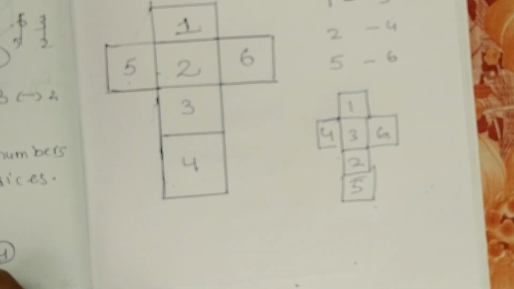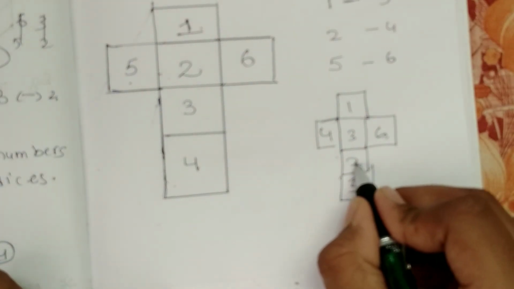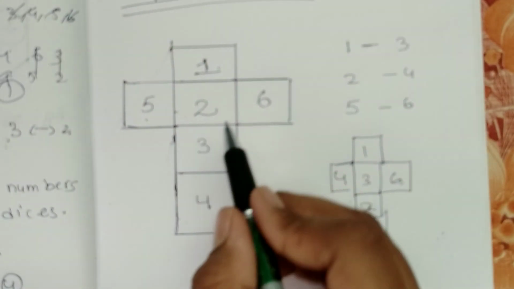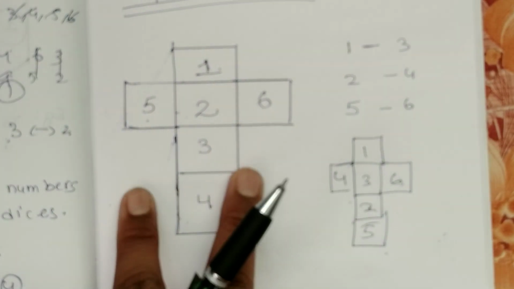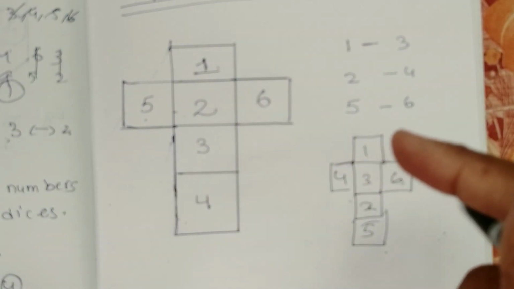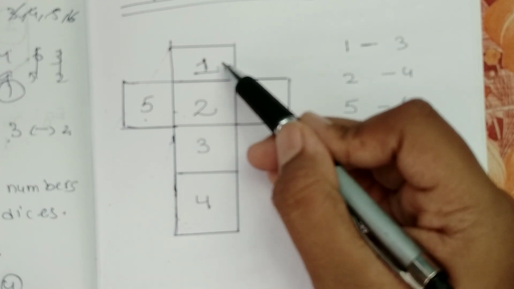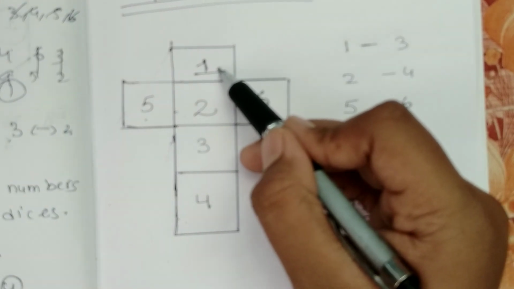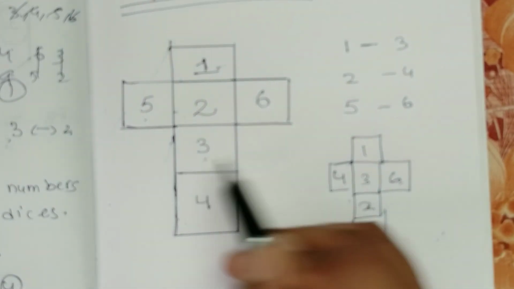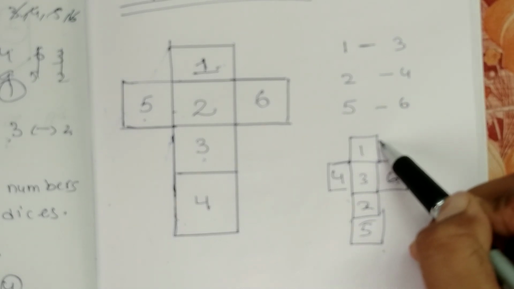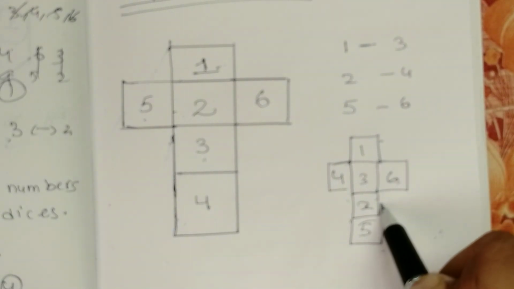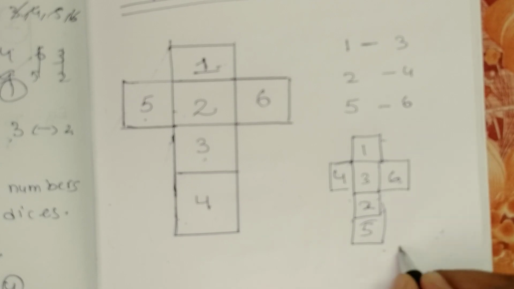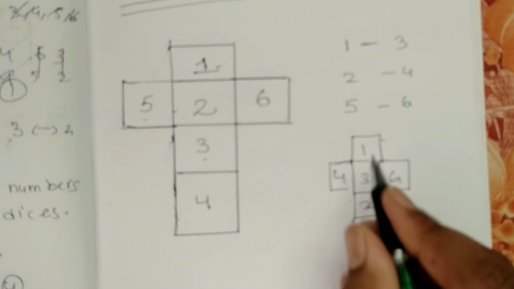Now they'll ask the number which is opposite to 2. If you base it on this, you'll get an easy answer. So here is 1. The number which is opposite to 1 is 3 here. So the number which is opposite to 1 will be 2, and the number which is opposite to 2 is 1. So the answer will be 1. The number which is opposite to 2 is 1.